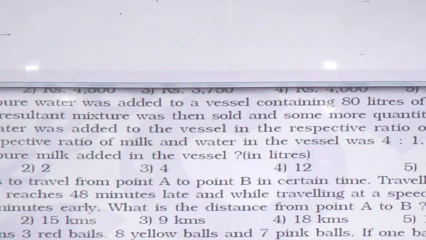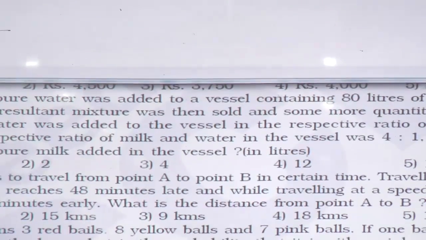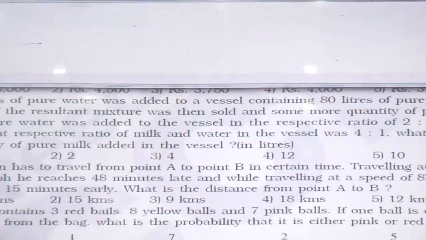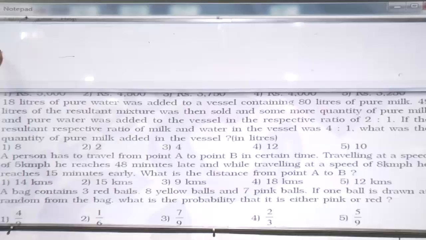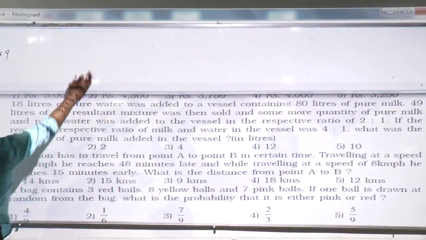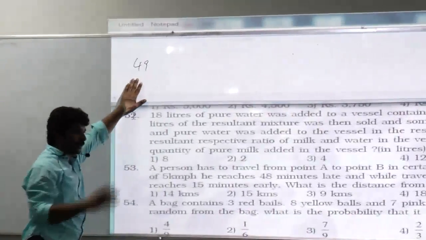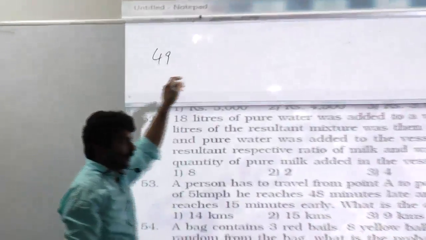So you have 80 liters of pure milk and 18 liters were added. Total how much quantity you have? Out of 98, 49 liters were taken out. Half is taken out. Remaining 49. To this 49 liters, you are adding some milk and water together. Yes or no? Right. In the respective ratio?